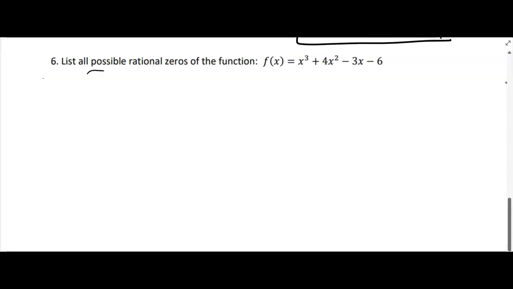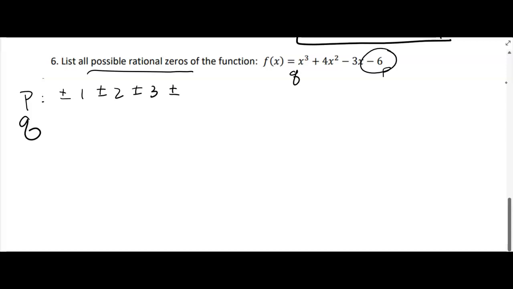List all possible rational zeros. This is the rational zeros theorem, okay? It's P and Q. You take the factors of P and you put them over the factors of Q. This one's P, it's at the end, and this one's Q, it's at the beginning. That's just the way it is. All right, what are the factors of P? What are the factors of 6? Plus or minus 1, plus or minus 2, plus or minus 3, plus or minus 6.